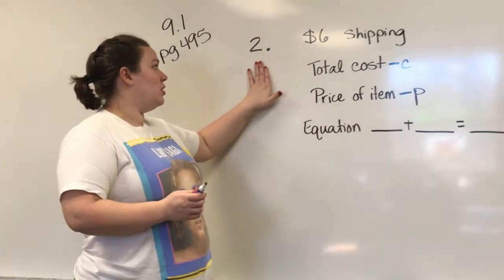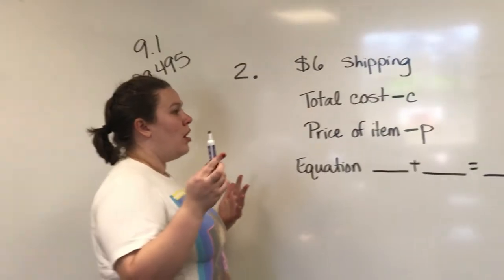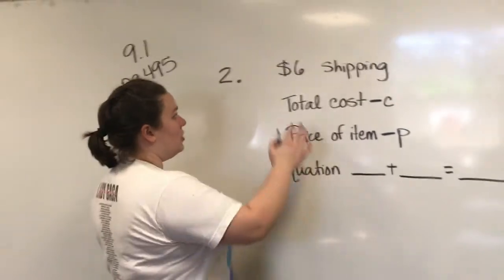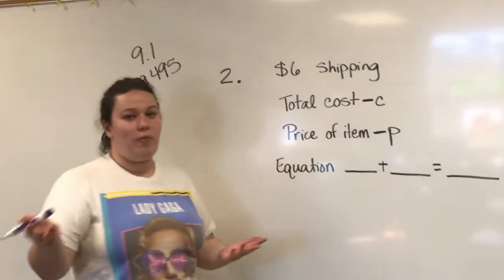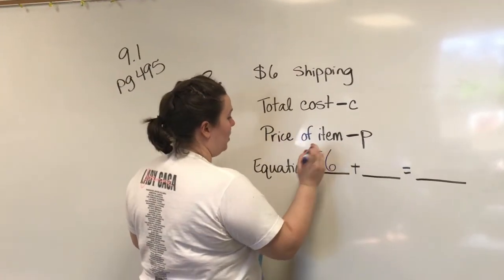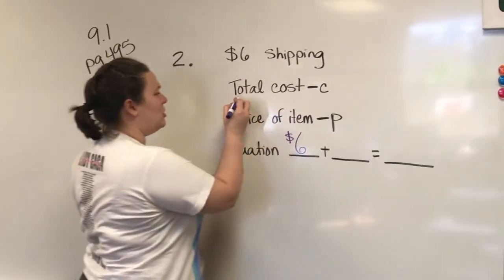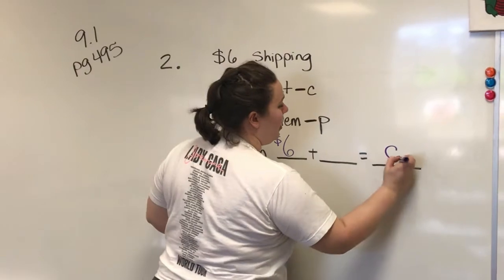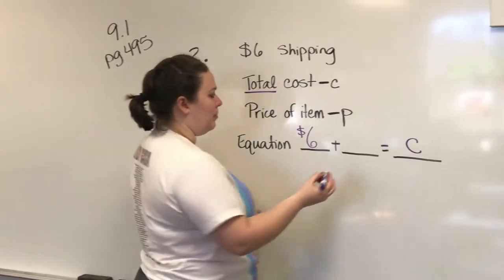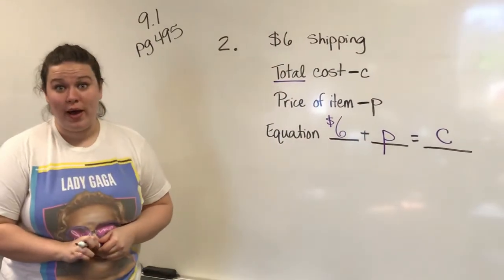So in the story on problem number 2, it says that you're buying something off the internet and it costs $6 for shipping no matter what you buy. So we're just going to put that into our equation. $6 for shipping. Okay. The total cost, that's going to be the letter C. And anytime you see a total, you should probably put it after the equal sign. And then the price of an item, that can change for whatever you buy.